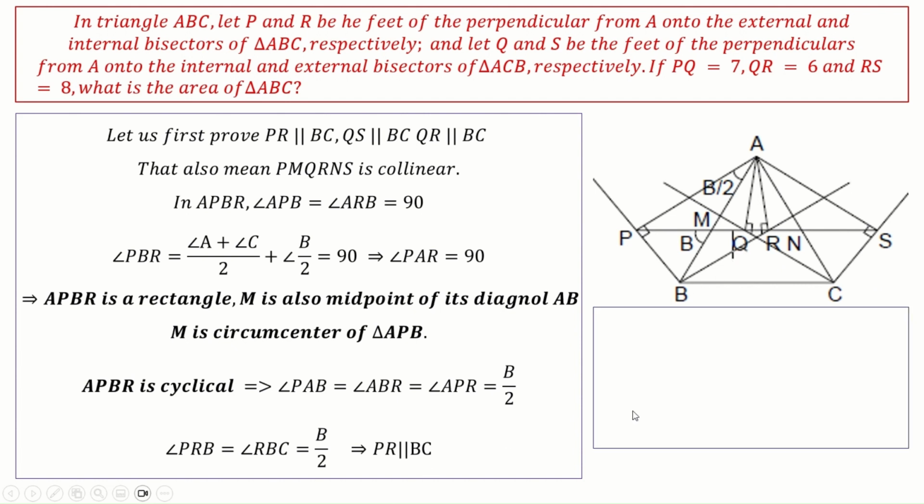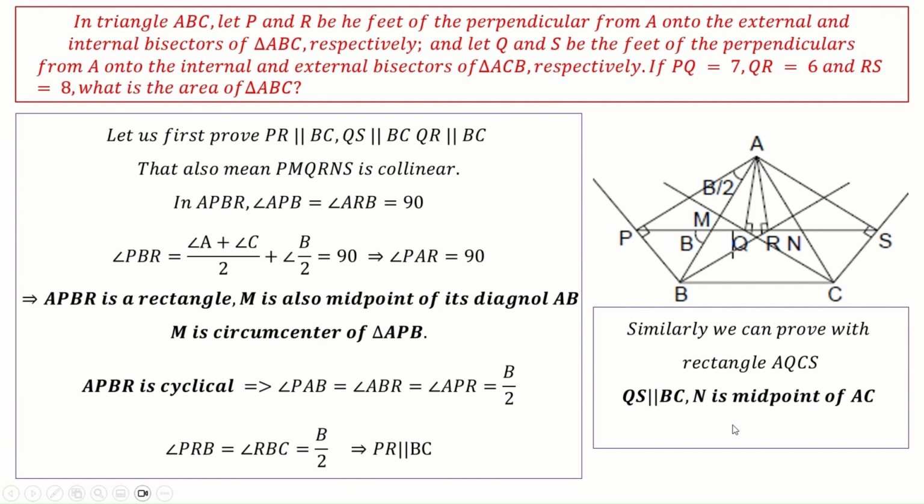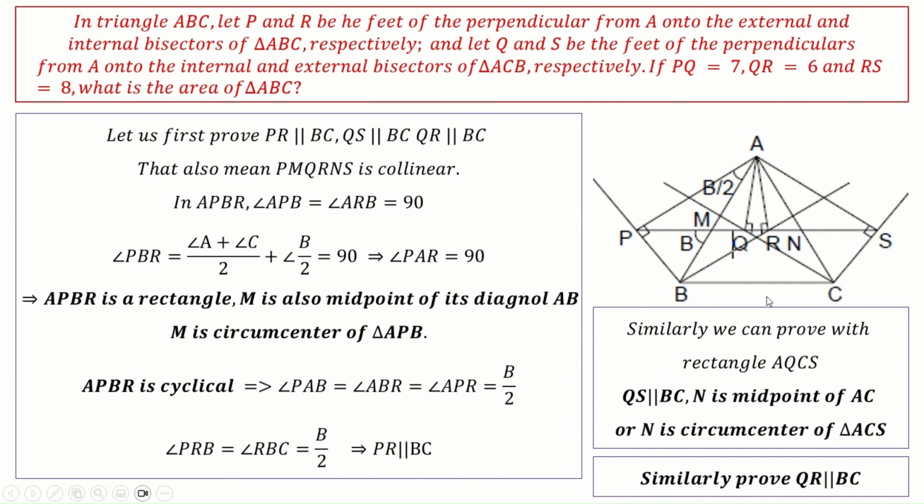Now similarly, we can prove the same thing for AQCS. It will be a rectangle, all angles will be 90 degrees. N will be the midpoint of AC and the circumcenter. And then QS will be parallel to BC. All this can be proved. Similarly, we can prove QR is parallel to BC. All these three can be proved, which means P, Q, R, and S are collinear and parallel to BC. And M and N are the midpoints of AB and AC respectively.